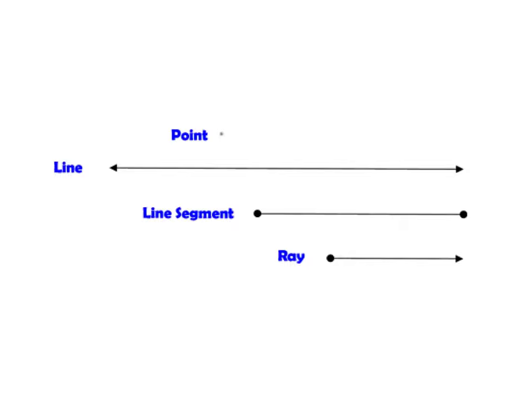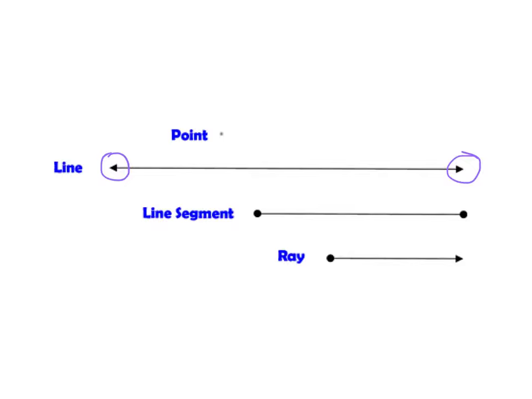To review, we have the point, line, line segment, and ray. So a point is just one specific place, one dot, a point. Do you remember what the line is about? The line has two arrows. So what does that mean? That means that it goes on forever in both directions. Whenever you see an arrow, it continues forever in that direction.